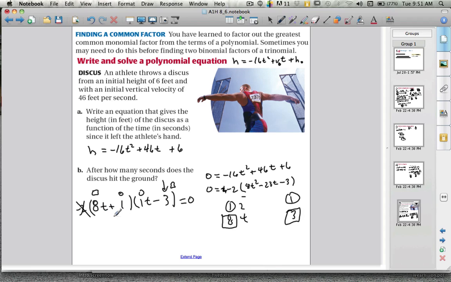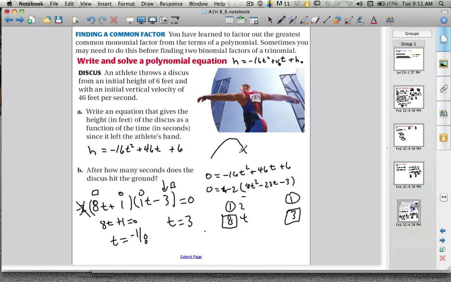So if I set 8t plus 1 equal to 0, I'll subtract 1 and divide by 8. So t will be equal to -1/8. And then over here, I'll add 3 and divide by 1, so t will be equal to 3. Okay, so I have 2 answers. How do I know which is the situation? And they're both correct. They're both when the discus hits 0.